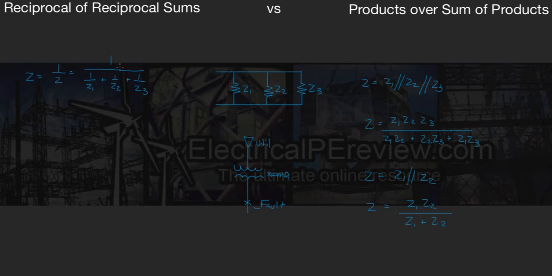Now, we can do the proof later. I don't want to waste too much time doing it, but we could show that this right here is the same thing as 1 over (1/Z1 + 1/Z2). When you multiply these out, you end up in this format. So really, reciprocal of sums and products over sum of products are going to get you the same answer. It's just two different ways to do it. So let's do some quick examples.